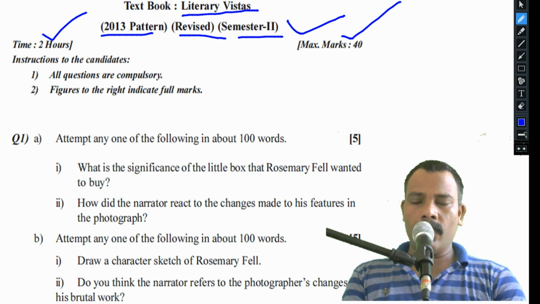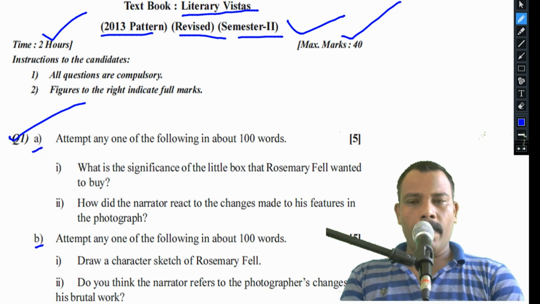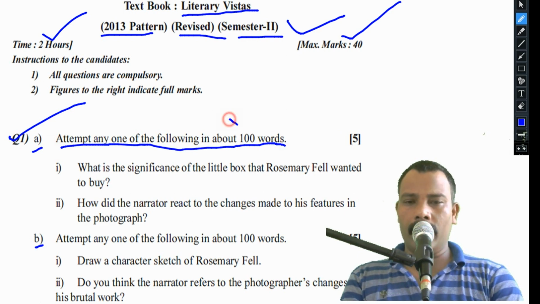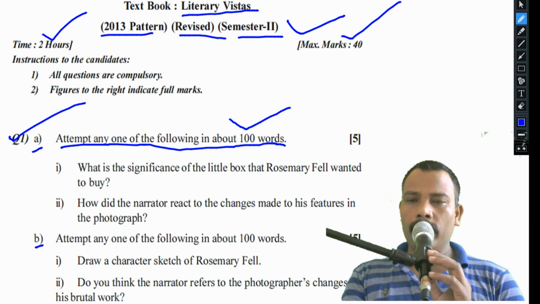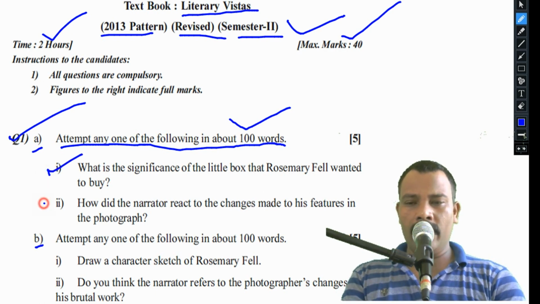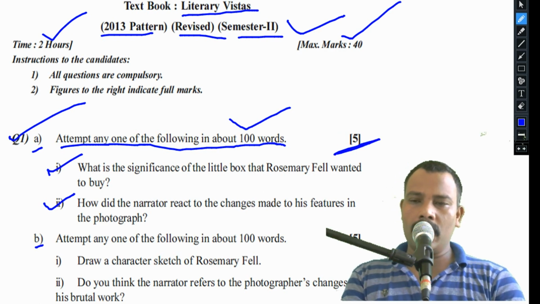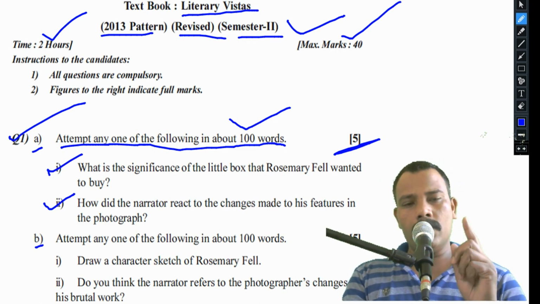In question number 1, there will be 2 questions, A and B. Attempt any one of the following in about 100 words. So you have to solve just one question out of 2 in question number 1A. Two questions will be given, you write the answer of 1, and it carries 5 marks. Out of 2 you have to solve just 1.